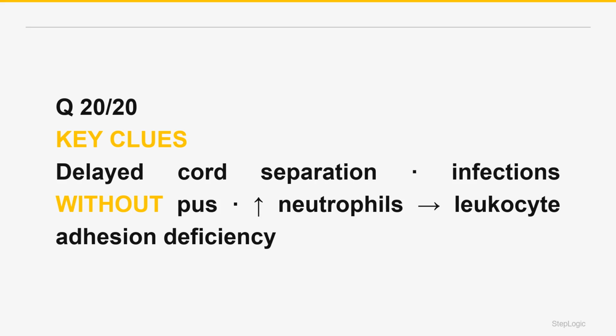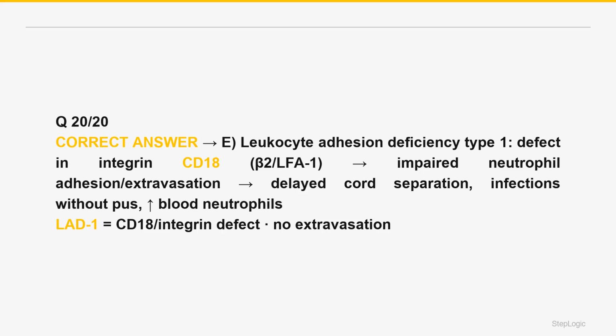This is leukocyte adhesion deficiency type 1, LAD1. The molecular defect is in the beta-2 integrin subunit, CD18, part of LFA-1 and Mac-1, an autosomal recessive deficiency. Integrins are what allow rolling neutrophils to firmly adhere to the endothelium and then extravasate, migrate out of the blood vessel toward a site of infection. Without functional CD18 integrins, neutrophils cannot leave the bloodstream to reach tissues. The correct answer is E.